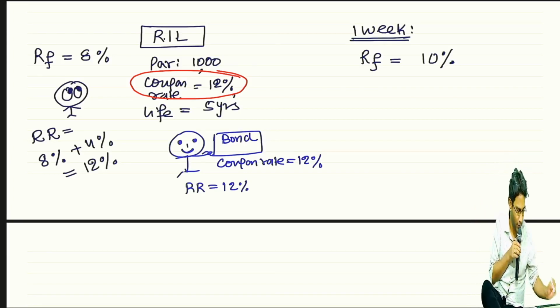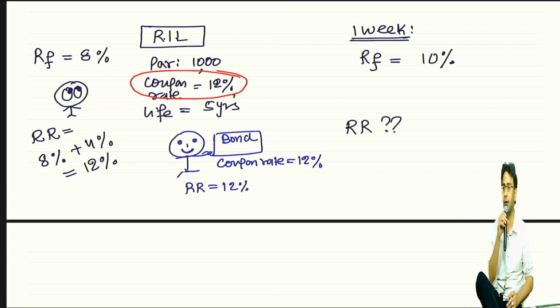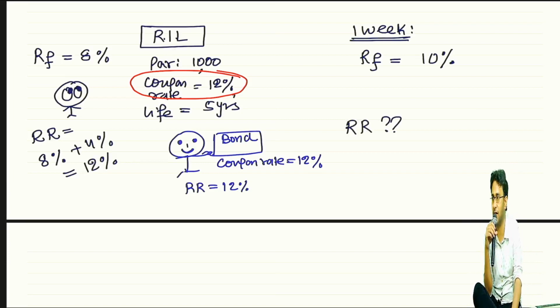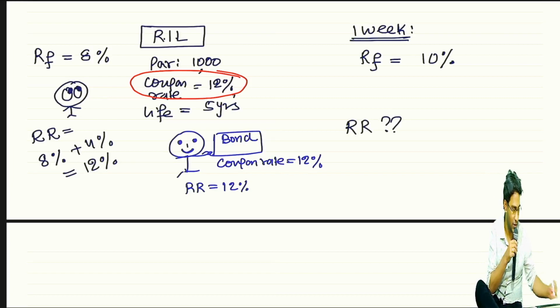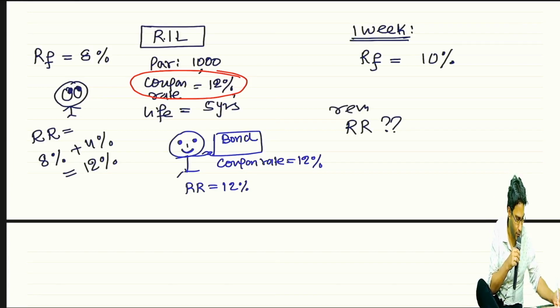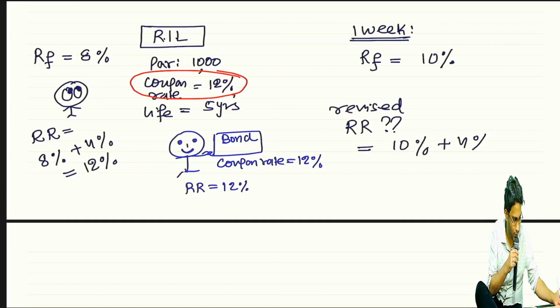You are an investor in RIL company, sir. Now, my question is simple, sir. What is your required return now from RIL? Will it be still 12? Will it change? Why will it change? Sir, earlier 12 I computed by adding 4 to the risk-free rate. Correct? No. But today risk-free rate changed. If risk-free rate changed, my revised required return will be not 10, right, 10 plus extra 4 I want, which is 14%.